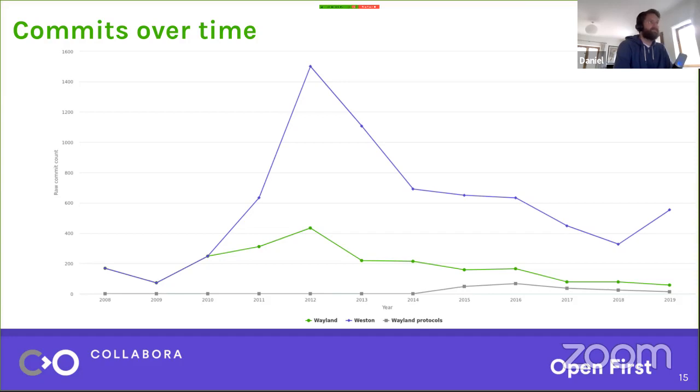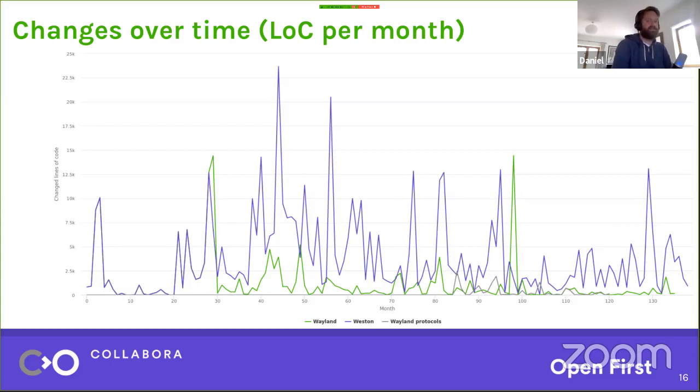And this is almost mirrored in many ways by the protocols, where we had an initial burst of excitement and centralization where people started to contribute their protocols and work together to come up with common sets of protocols. And then again, that also peters out somewhat. This graph's looking at the changes in terms of lines of code as well. And again, you can see that apart from a couple of spikes, the Wayland core repository itself in green is really just seeing very small numbers of changes.